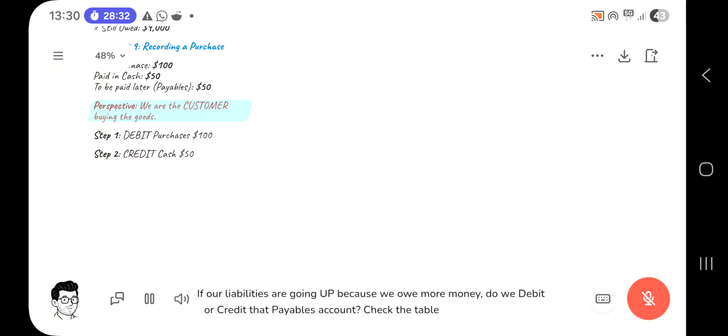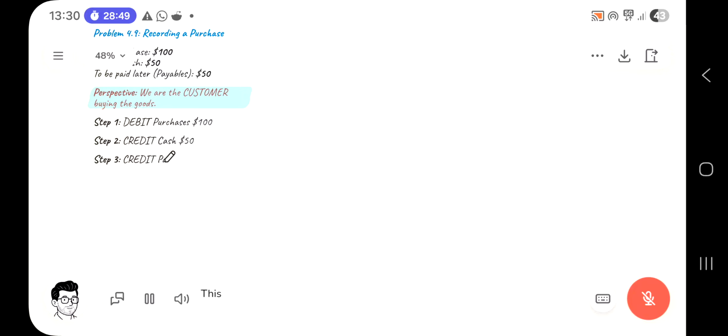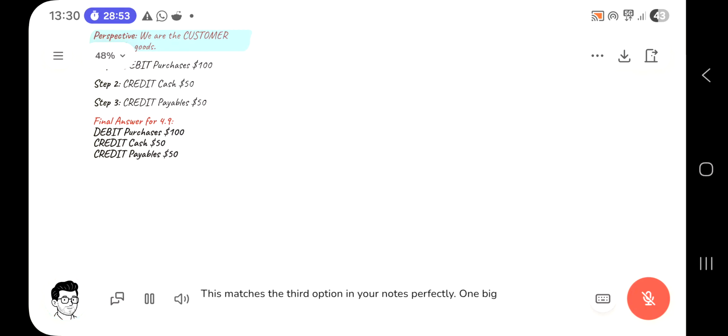Check the table I wrote on the right. You got it. An increase in liabilities is a credit. This matches the third option in your notes perfectly. One big debit for the total value, and two smaller credits for how we paid for it. How are you feeling about these three problems now?